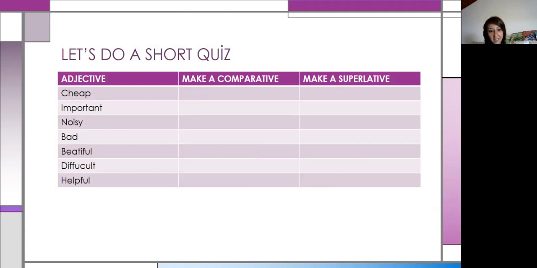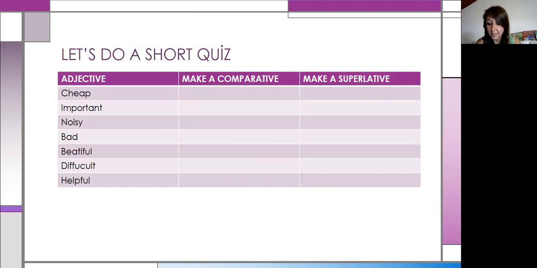Okay, and bad. Yes. Okay, Biri. Bad, worse, the worst, because this one is an irregular adjective. Okay, beautiful. More beautiful and the most beautiful. Okay. Difficult. More difficult and the most difficult. Helpful. More helpful, the most helpful. Yes.